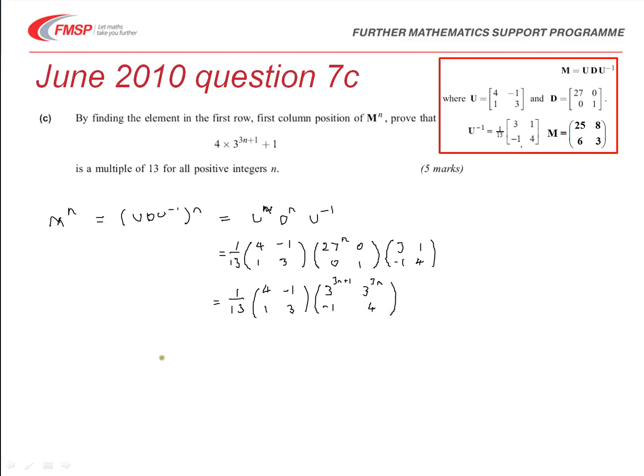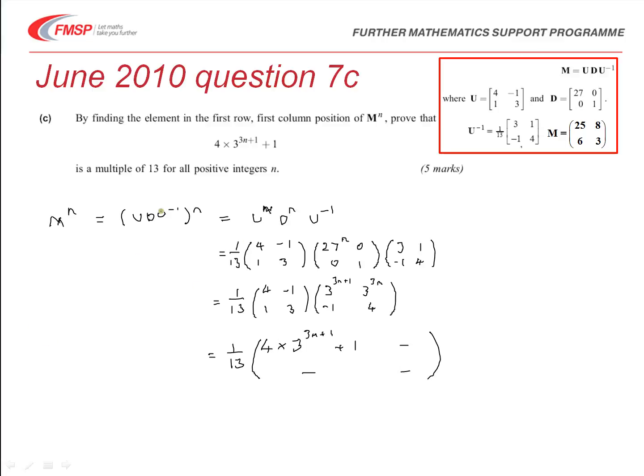Now we're only interested in the first entry. So the first entry will become 4 times the 3 to the power of 3n plus 1. And minus 1 times 1 gives us a plus 1. Then there are 3 more answers here, here and here, but we're not interested in them. Now we know then that that is the first entry in M to the power of n.